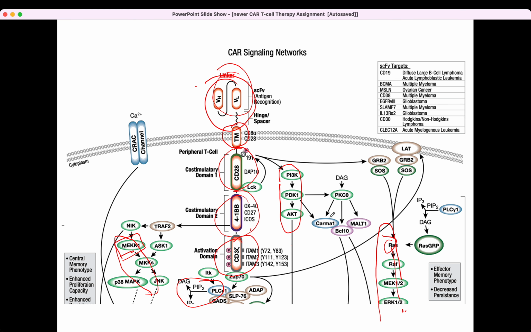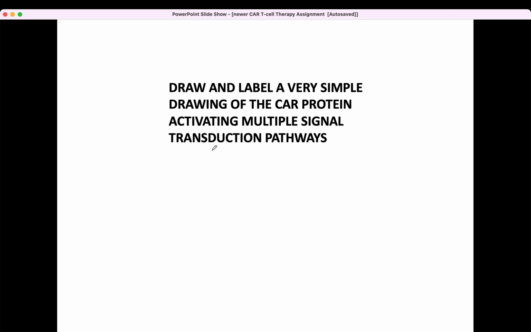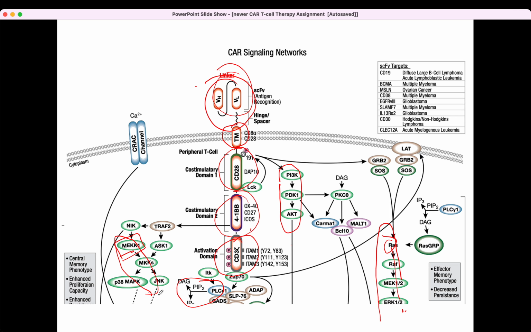And so, just doing the kind of stuff that we're familiar with into the cell, right? Because it's a lot of signaling pathways all bundled together. So draw and label a very simple drawing of the CAR protein activating multiple signal transduction pathways. You don't need to draw out the details, but based on your memory from the first exam, draw out your memory of the pathway. It was on the exam, to activate AKT, and then this phospholipase C pathway, and the RAS pathway. Draw that out. Draw a picture like this with the CAR protein now, right?